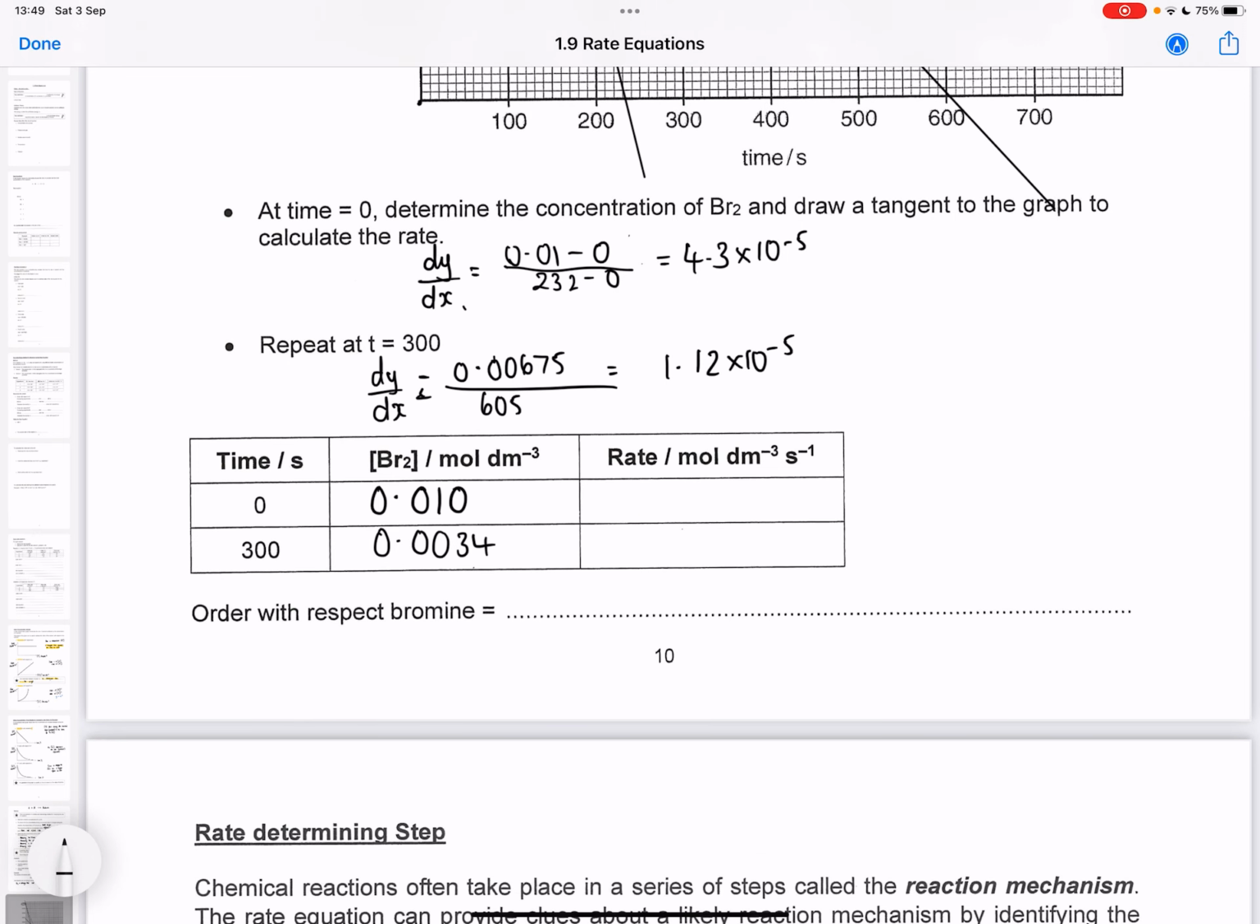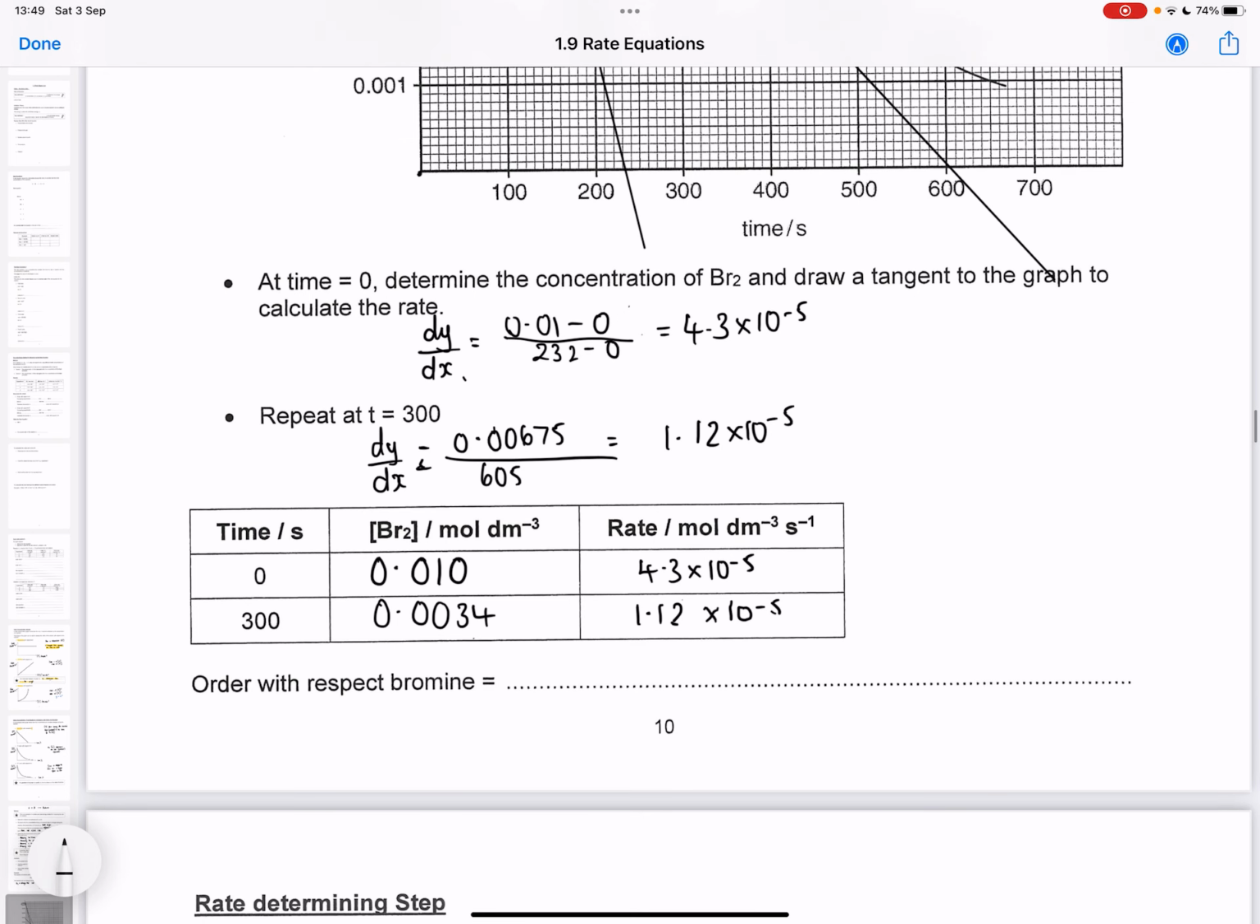Okay, so I've got 4.3 times 10 to the minus 5 and 1.12 times 10 to the minus 5. And then we can compare these two. Now remember, this is experimental results, so it's not brilliant. So what's the changing factor here? So the bottom line, 0.034 divided by the top line. So that's times by 0.34. And then we do the same here, the bottom line, 1.12 times 10 to the minus 5 divided by 4.3 times 10 to the minus 5. And we're getting 0.26.